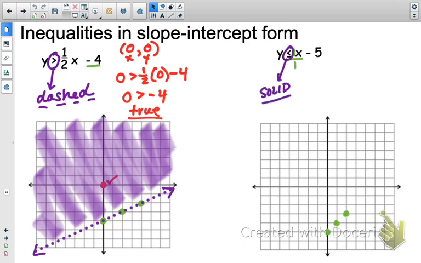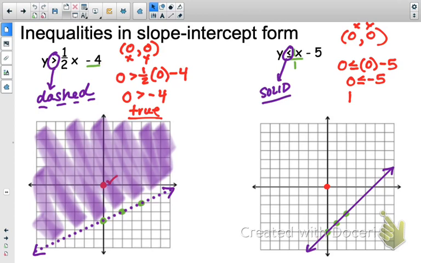Then, our first time on these notes, we have a less than or equal to sign, so we will connect them with a solid line. Pick 0, 0 and test it. If we plug it into the original inequality, we get 0 is less than or equal to 0 minus 5. Simplify that, and we get a false statement. So just like the very first example we did, 0, 0 is not a solution, shade the other side.